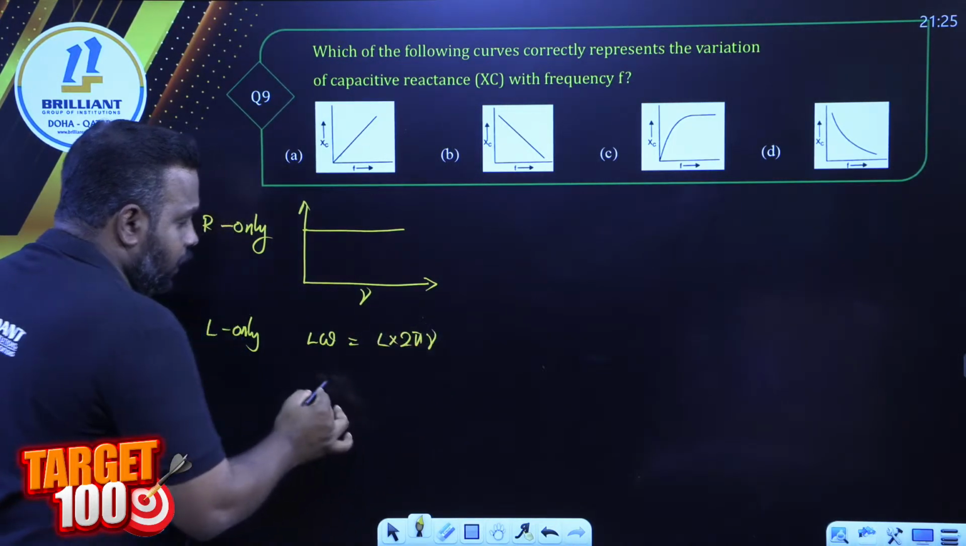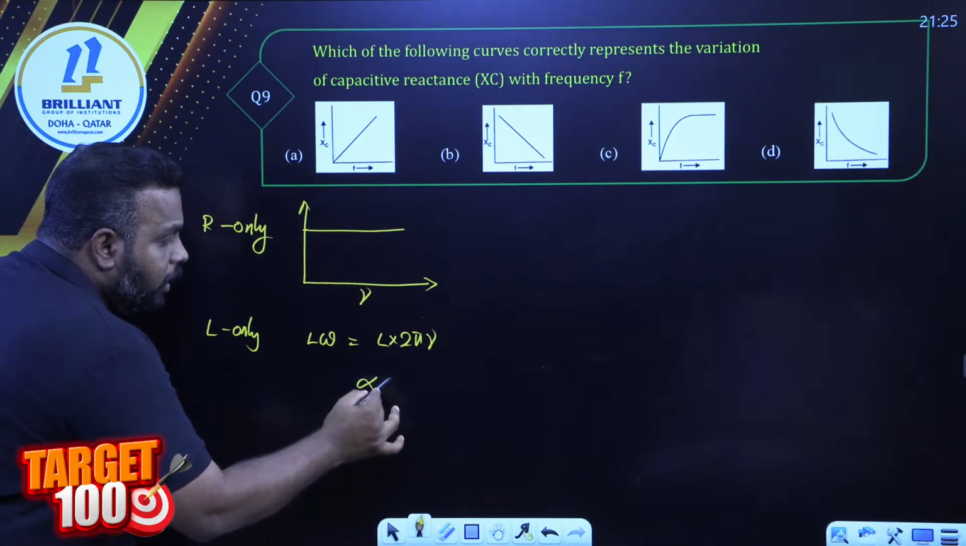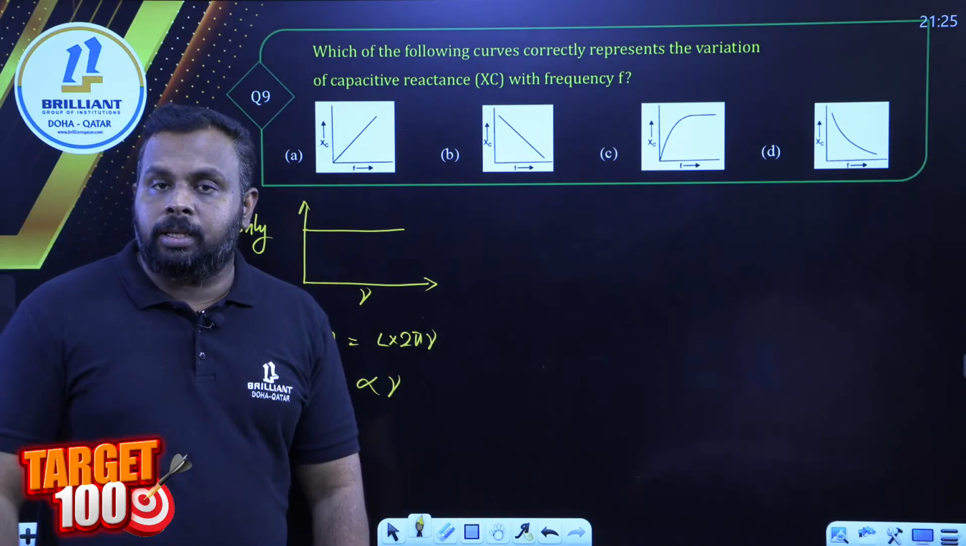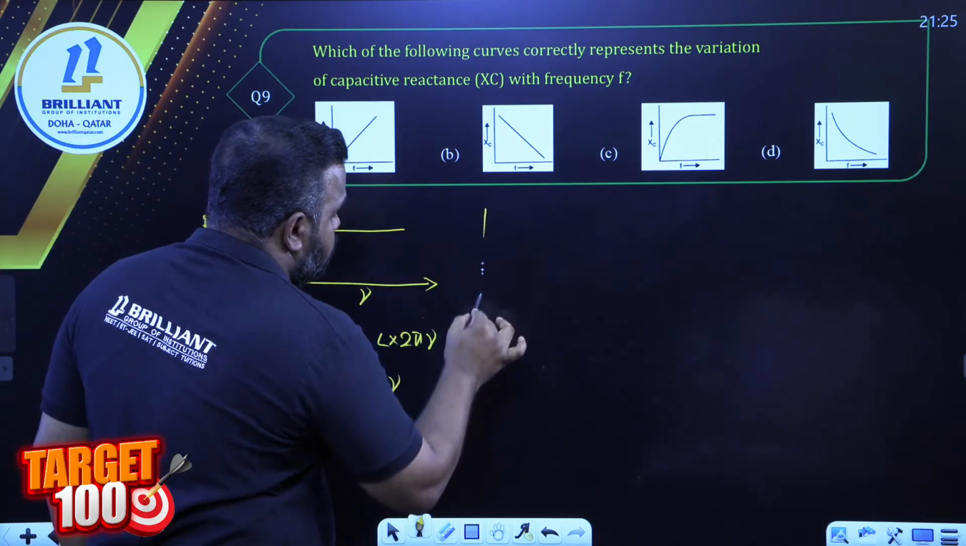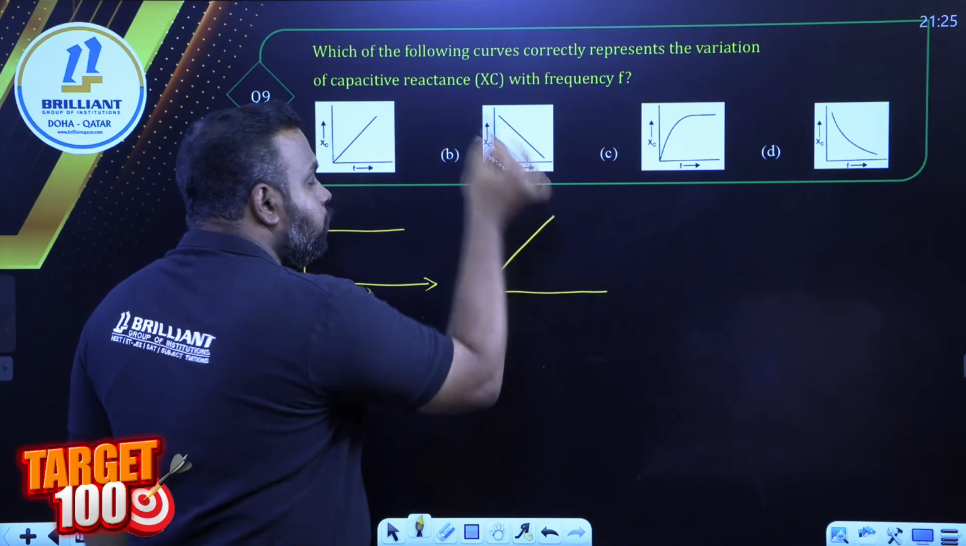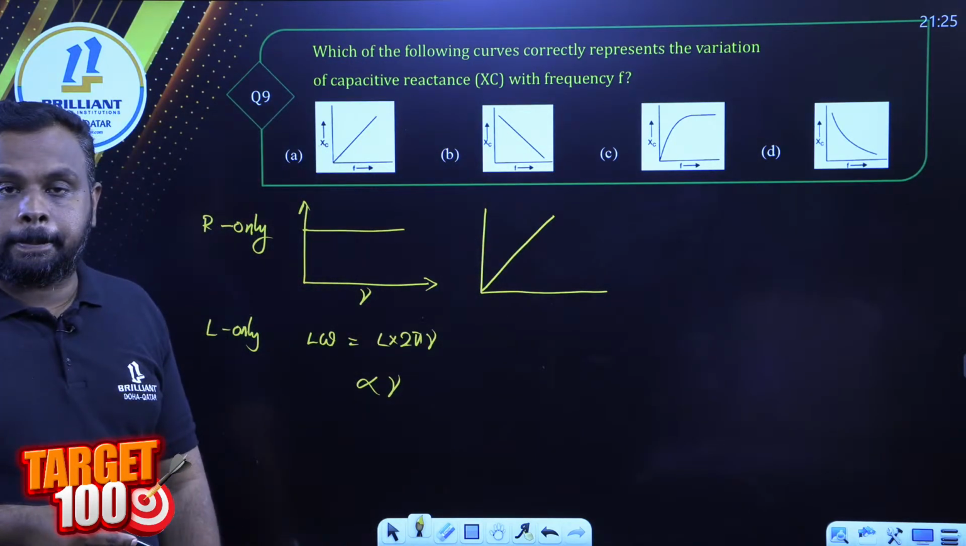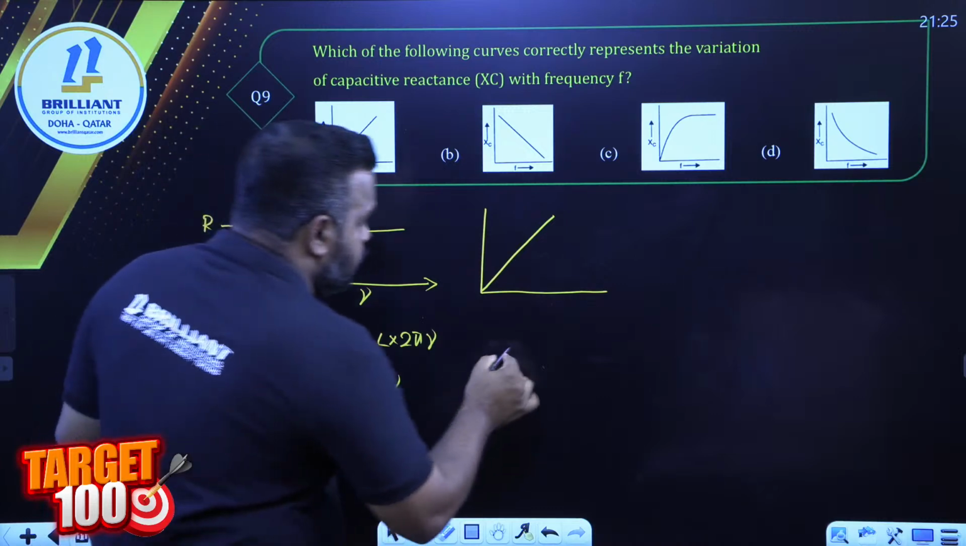So clearly you can see that this reactance is directly proportional to the frequency. So in the same question, instead of capacitive reactance, if the question is inductive reactance, the shape of the graph will be like this because it is directly proportional. But in this case, it is a capacitance circuit.